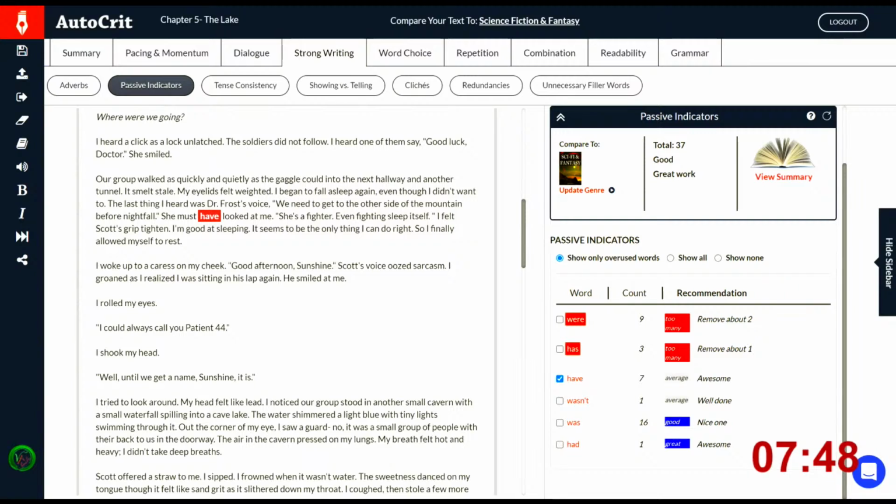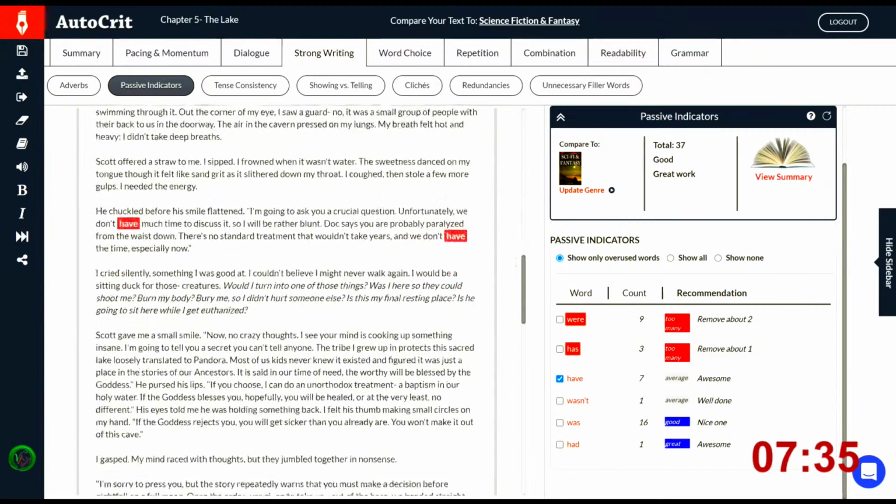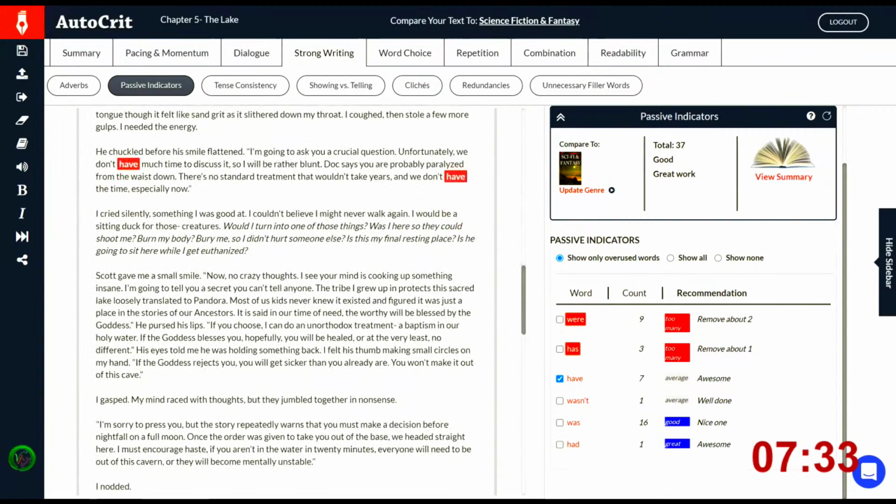All right, she must have looked at me. I'm just going to take that out, and she looked at me. She looked at me. Unfortunately, we don't have much time to discuss it. So again, these next two are part of his conversations, so I'm not going to touch those. This is how he talks.